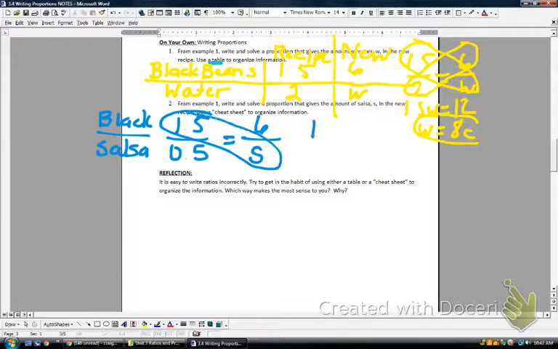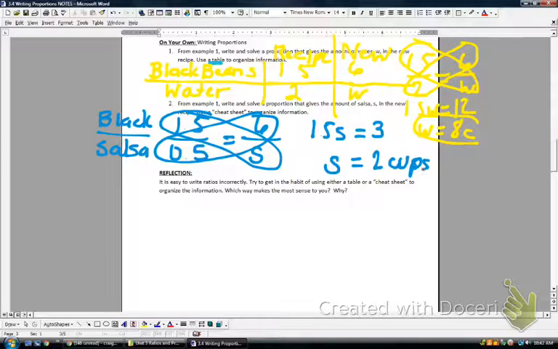Cross the equal sign and multiply. 6 times 0.5 is 3. I'm going to divide both sides by 1.5 on my calculator, and when I do that, 3 divided by 1.5 is 2 cups of salsa.